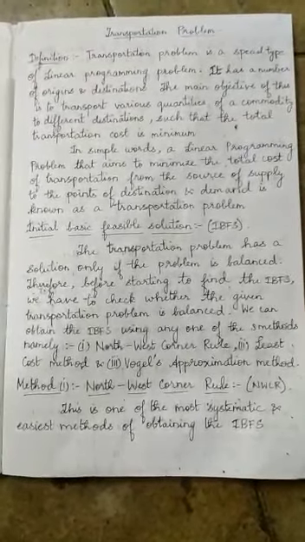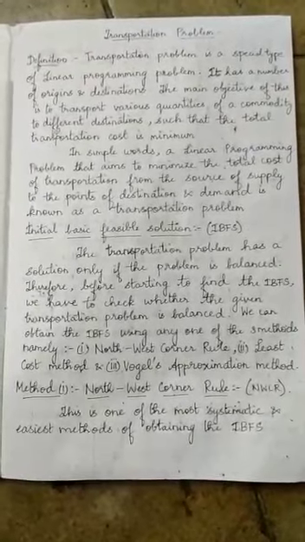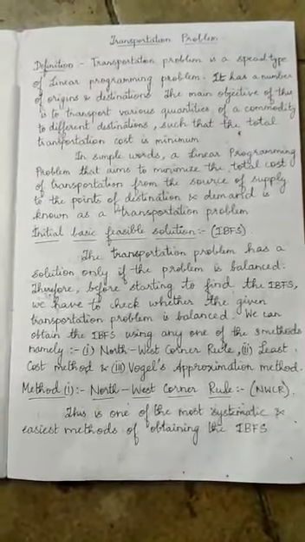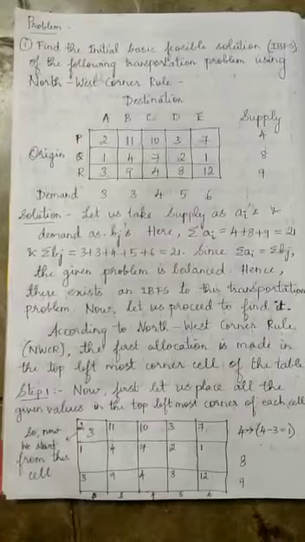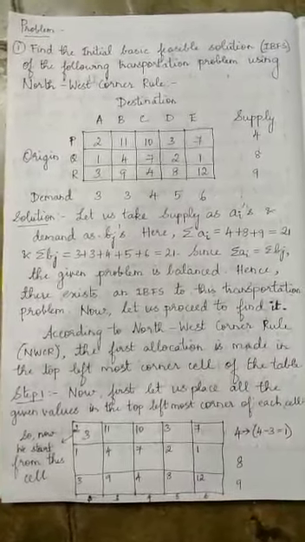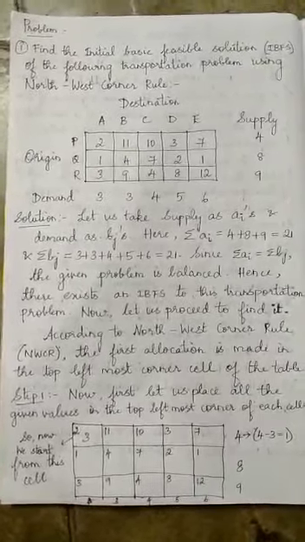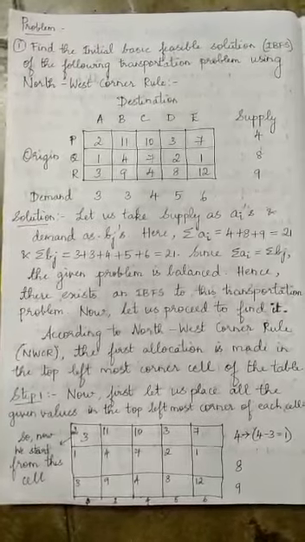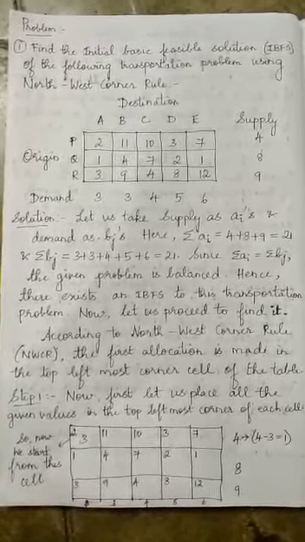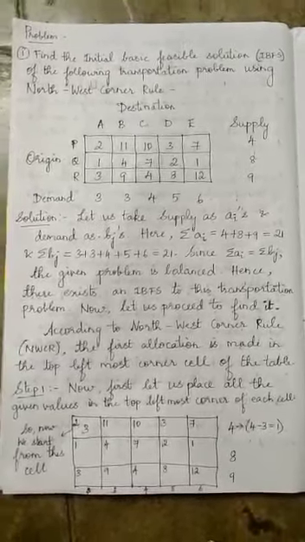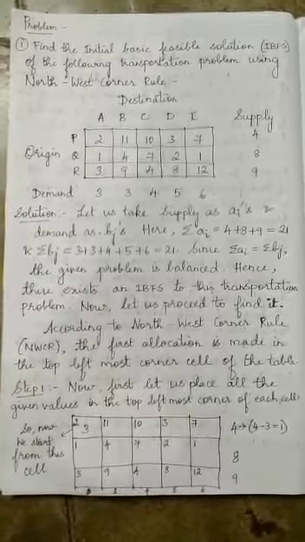Method 1. Northwest corner rule, shortly called as NWCR. This is one of the most systematic and easiest methods of obtaining the IBFS. Now, let us see a problem based on this method. The question is, find the initial basic feasible solution, that is IBFS, of the following transportation problem using northwest corner rule. So this is the transportation table given to us along with the supply and the demand.